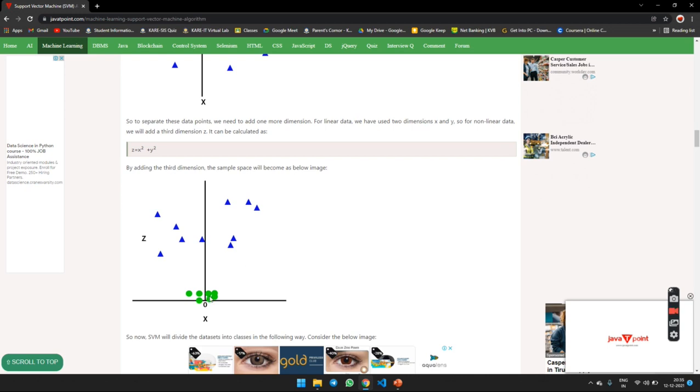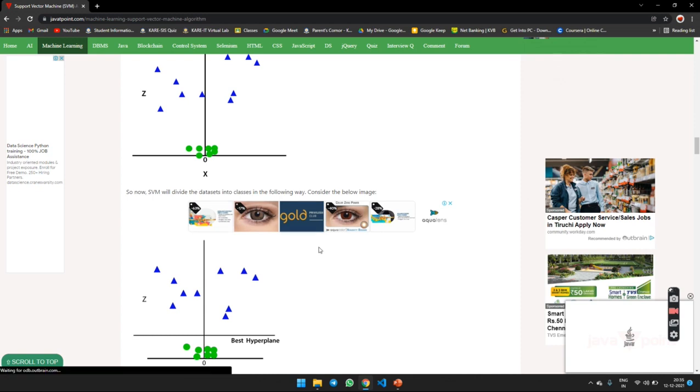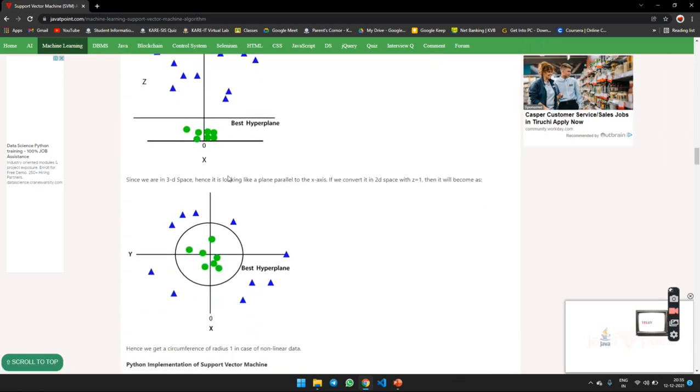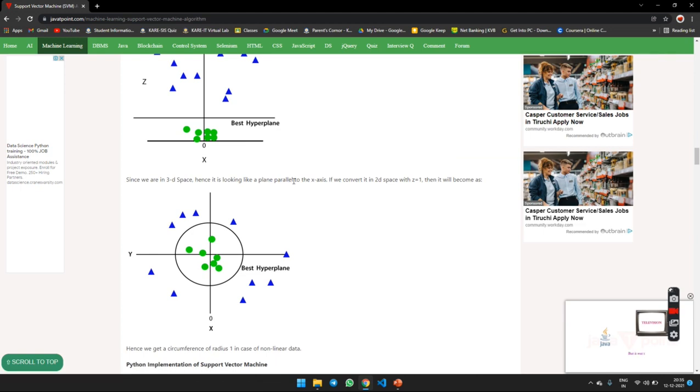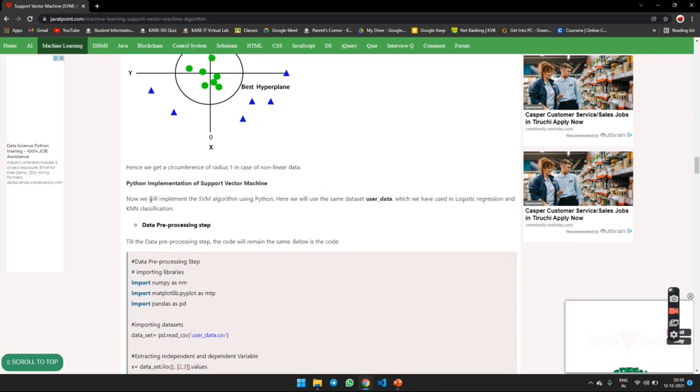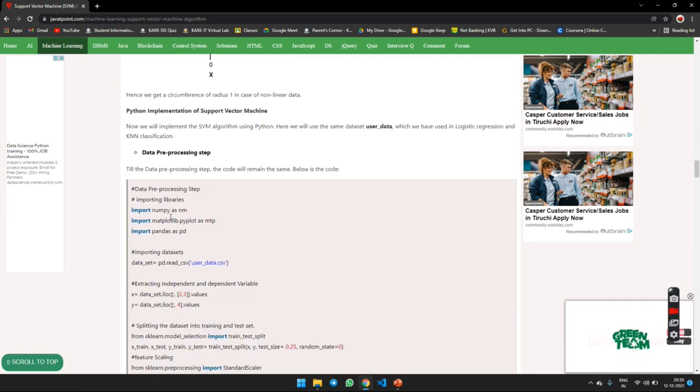This is the x-axis. This is green, this is also green. This is blue, this is also blue. This is the 3D image I am showing here. This is the 3D image looking at the plane parallel to the x-axis, converting to 2D with z equal to 1. This is the best hyperplane. Okay, then we are going to implement that.